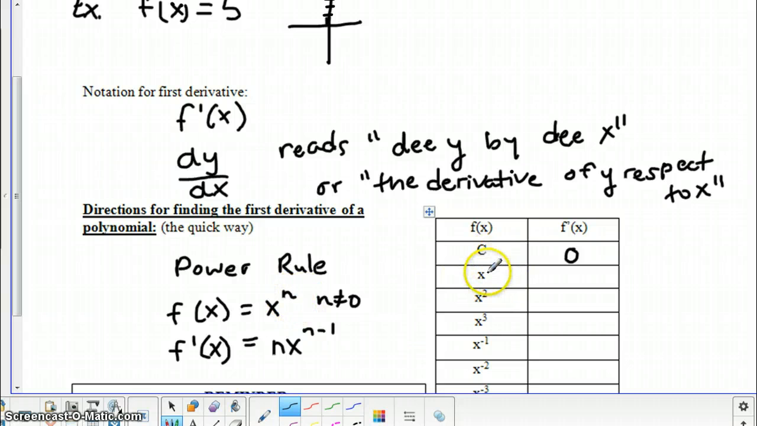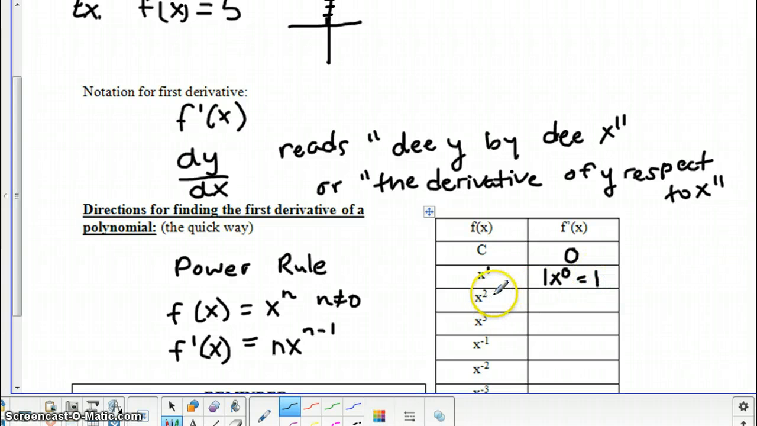So if you think about x with an exponent of 1, what would the derivative be, just using the power rule here? We would have 1 times x, and then we would subtract 1 from 1, and that would be 0. So what's x to the 0 power? Anything to the 0 power would be equal to 1.